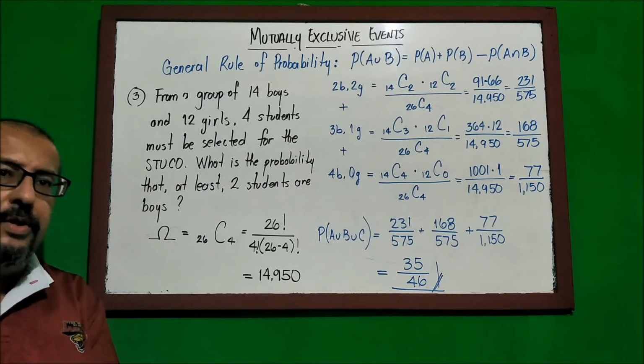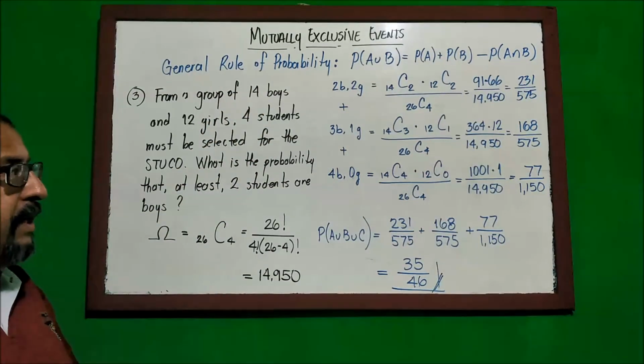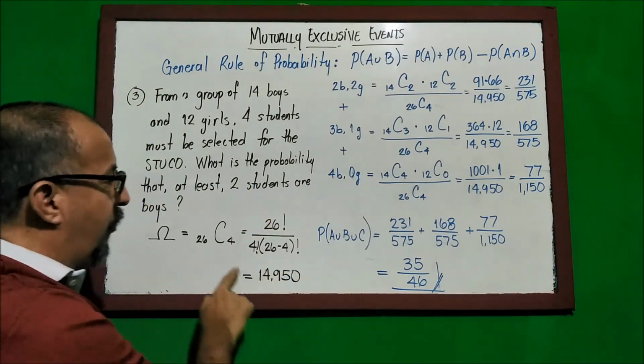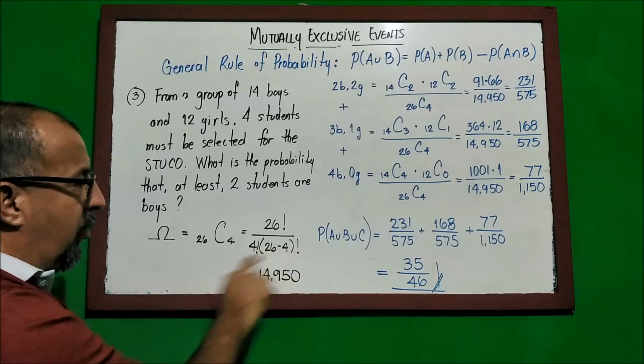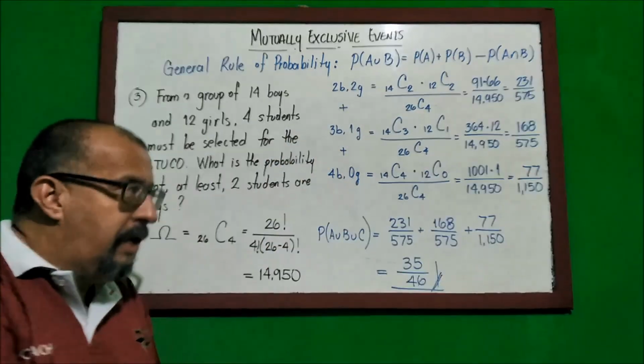Hope that you understood the process. Remember, this is the part in which we apply combinations. So you have to be very careful with the combination formula. Don't forget these 2 elements always in the denominator. And then you only proceed to simplify your expressions.